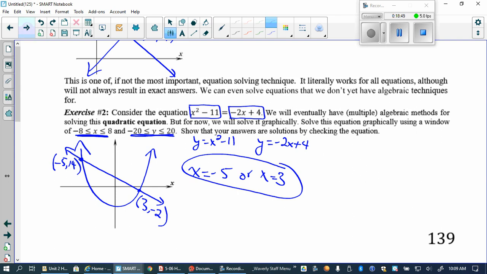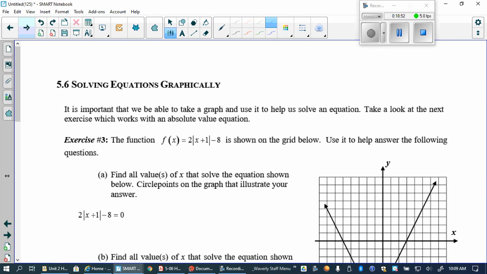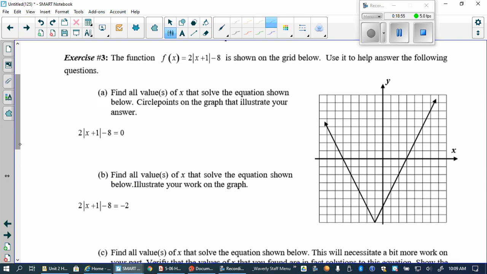All right, let's go to the other side. So now we have, and they've already graphed it. What is this function in exercise 3? Read that. F of x equals 2 times the absolute value of x plus 1, minus 8 on the outside, right? And they put that graph over here already. In part A, they want us to find all values that solve the equation shown below, in other words, this equation equaling 0.